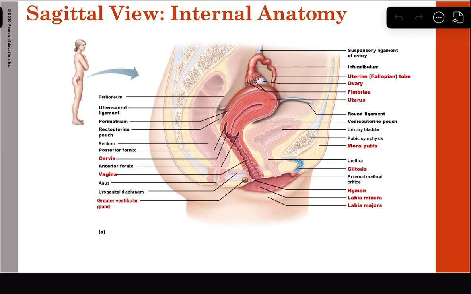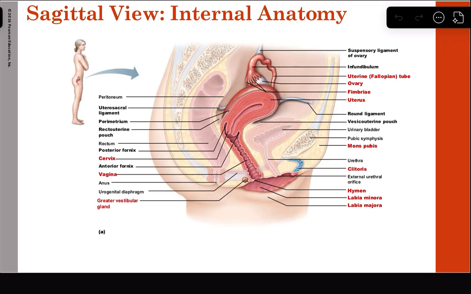Now the internal female organs are going to include the vagina, the uterus, the uterine tubes, the ovaries, and the ligaments and supporting structures that are going to suspend these organs in the pelvic cavity. They're not just floating around in there. They need some support. They need suspension ligaments and structures that are going to keep them in place where they should be. Now, let's start with the vagina.